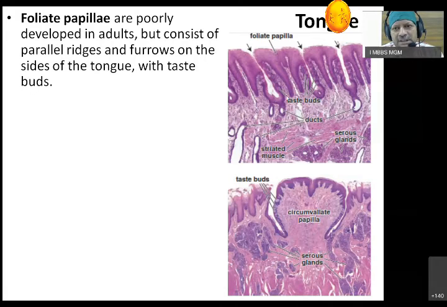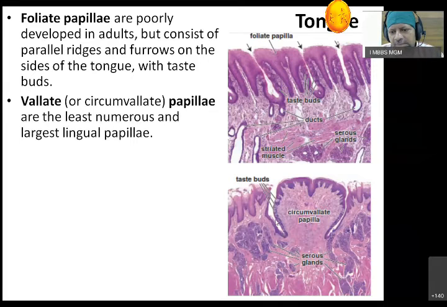Anterolaterally, more of this will be related with the salty taste, and posterolateral of the tongue will be more related with the sour taste, and that's why we keep the sour things or the candies on the lateral side of the tongue, and we get the best taste on that.